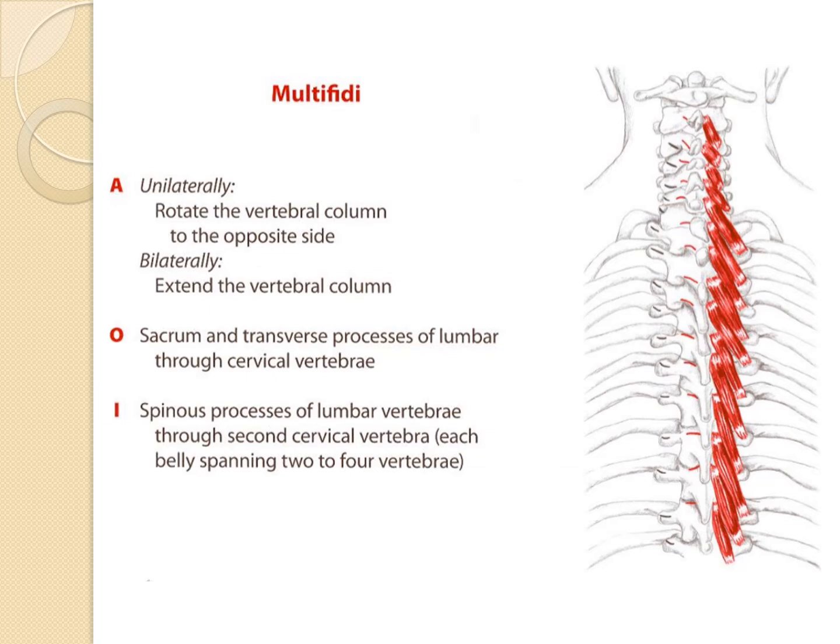The actions of the multifidi help to rotate the vertebral column to the opposite side and also assist in extension of the spine. This muscle originates on the sacrum and transverse processes of the entire spine. It inserts on the spinous processes of the vertebrae 2 to 4 vertebrae above their origin.